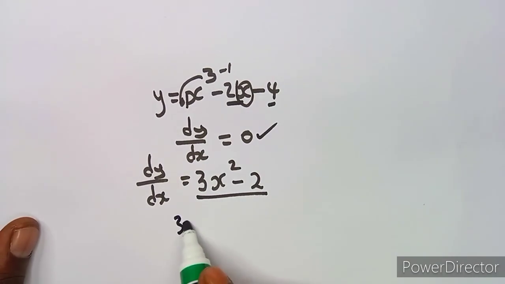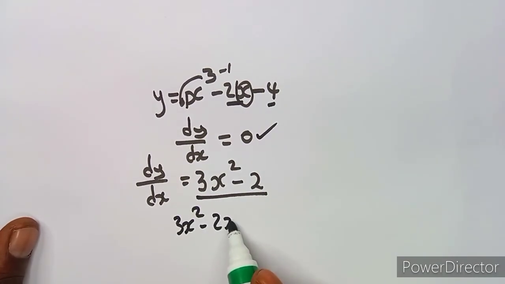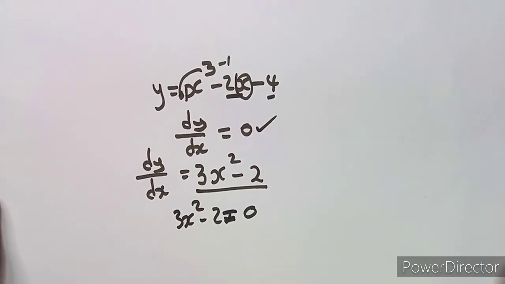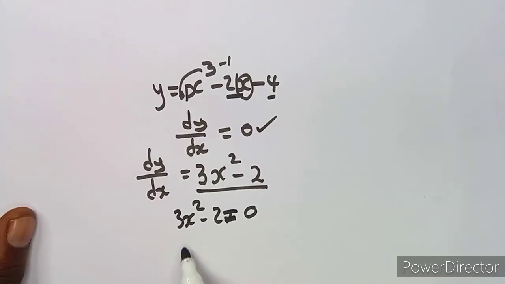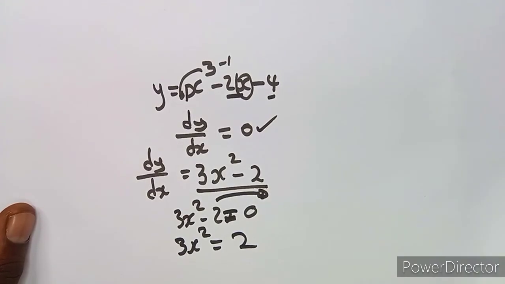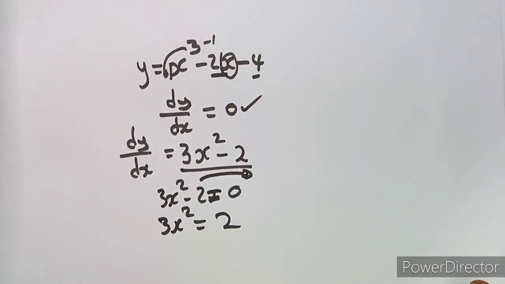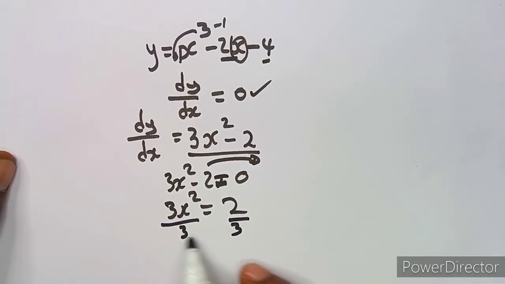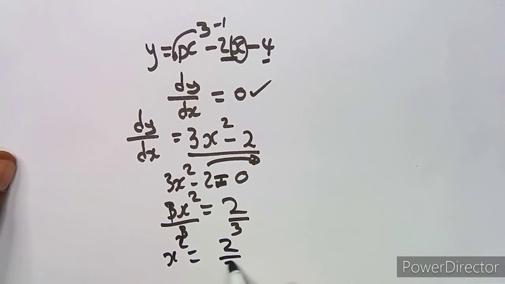So 3x squared minus 2, sorry, should give us a 0, this one. 3x squared minus 2 is equal to 0. So let's solve for x. 3x squared is equal to, transposing the minus 2 to the other side, positive 2. Then how can I find x? Actually, I can divide both sides by 3. So it means x squared is going to be 2 over 3.